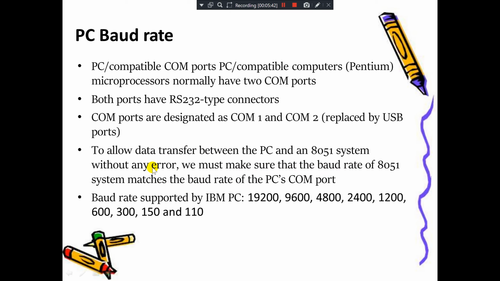So if you want to communicate between the PC and 8051 without any distortion or error, the baud rate has to be maintained such that it matches. The baud rates supported by IBM PCs are 19200, 9600, 4800, 2400, 1200, 600, 300, 150 and 110.